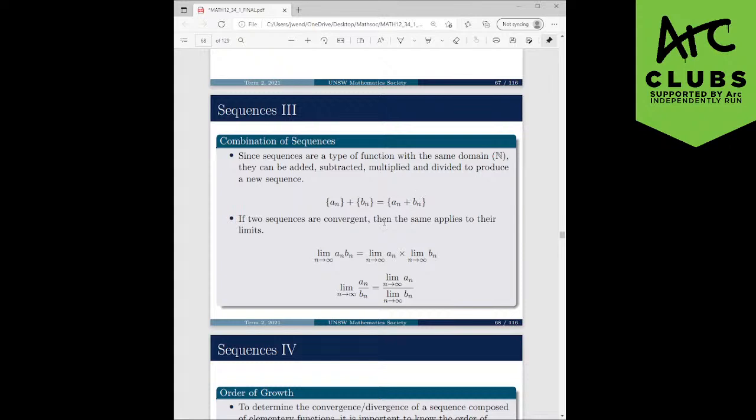If your sequences are both convergent, then you can also apply this technique of adding, subtracting, or multiplying two sequences together to their limits as they go to infinity. So you have a_n and b_n. If those two sequences converge, you can take n approaches infinity, and then a_n times b_n is the same thing as if you evaluated those two limits separately and then multiplied them together. So yeah, that's a nice little thing: you can apply operations to sequences.